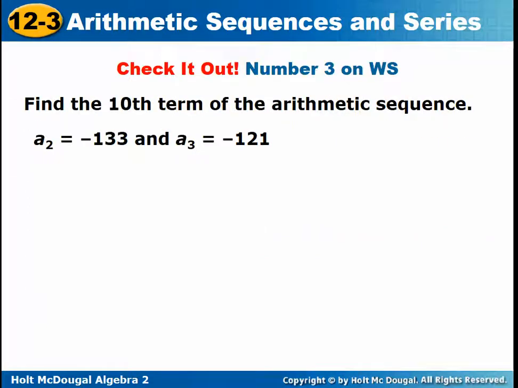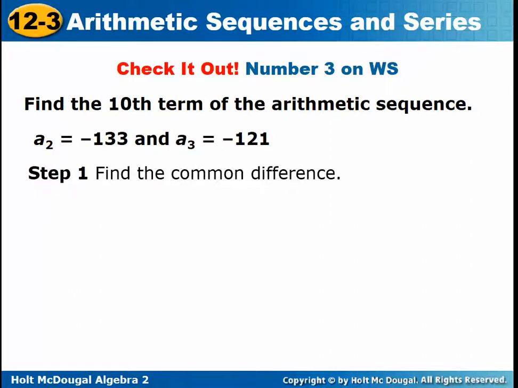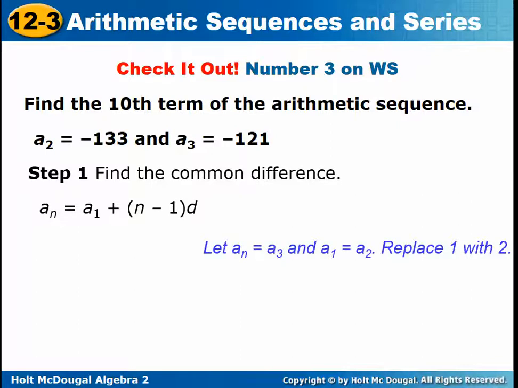All right, so this is an example right from your worksheet, so that will help you on your worksheet here. a sub 2 equals negative 133, and a sub 3 equals negative 121. We want to know what the 10th term of this is. So our first step is to find the common difference. So we write down the general rule, as always.